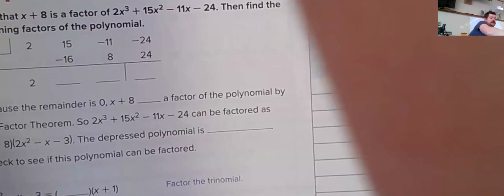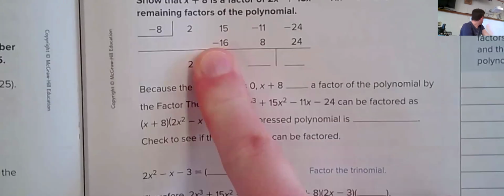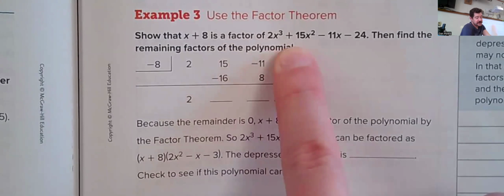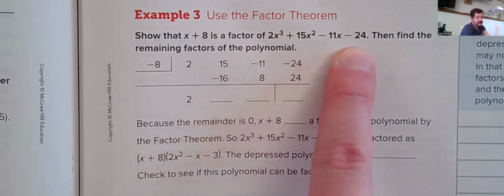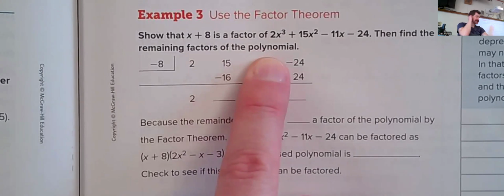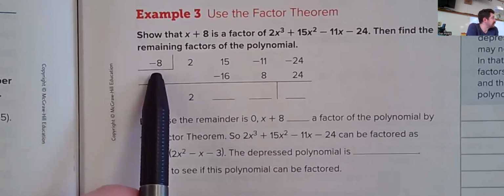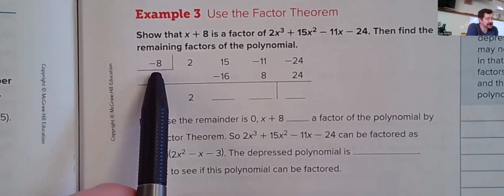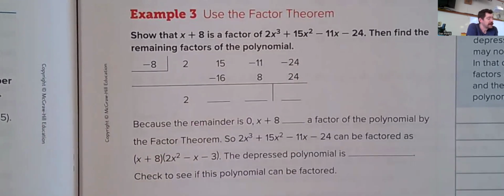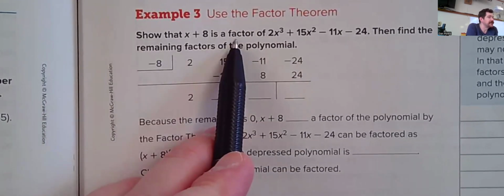So, starting with example 3. Show that x plus 8 is a factor of 2x cubed plus 15x squared minus 11x minus 24. Then find the remaining factors of the polynomial. So we're going to use synthetic division. We're going to take the number that makes this equal to 0, -8. It goes up in the upper left-hand corner. Then we're going to write the coefficients, 2, 15, -11, and -24. If it's telling us to show that this is a factor, what does the remainder need to be?